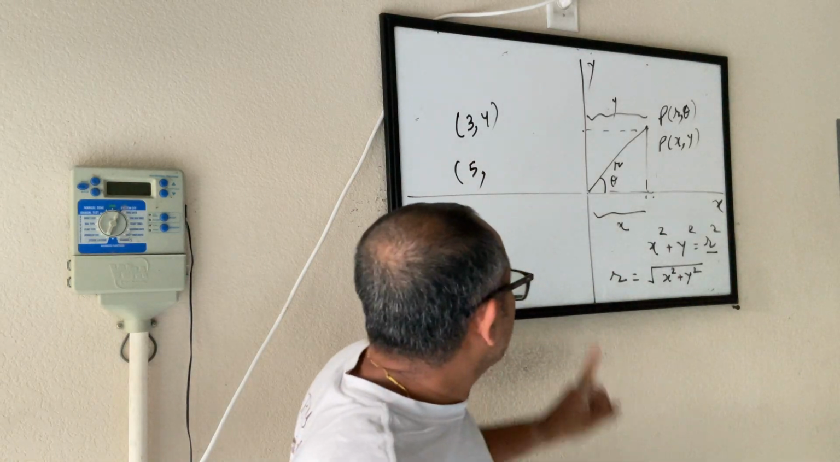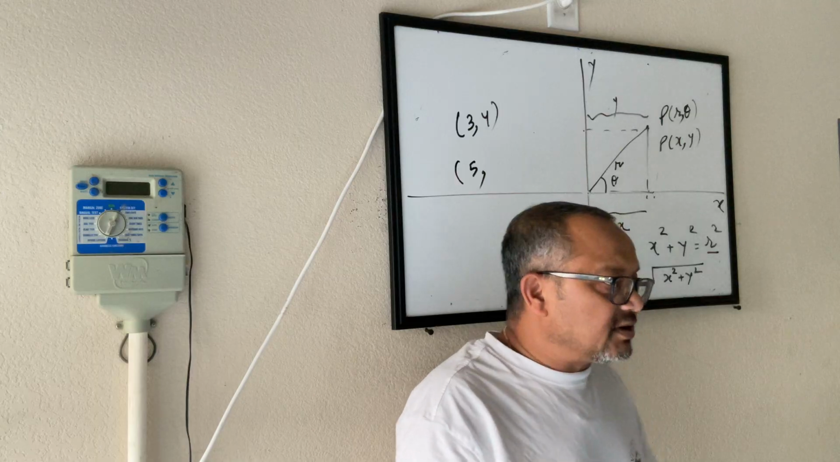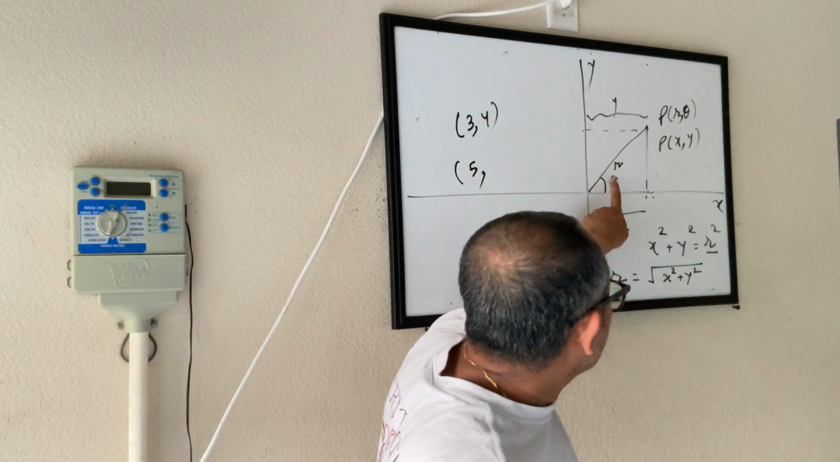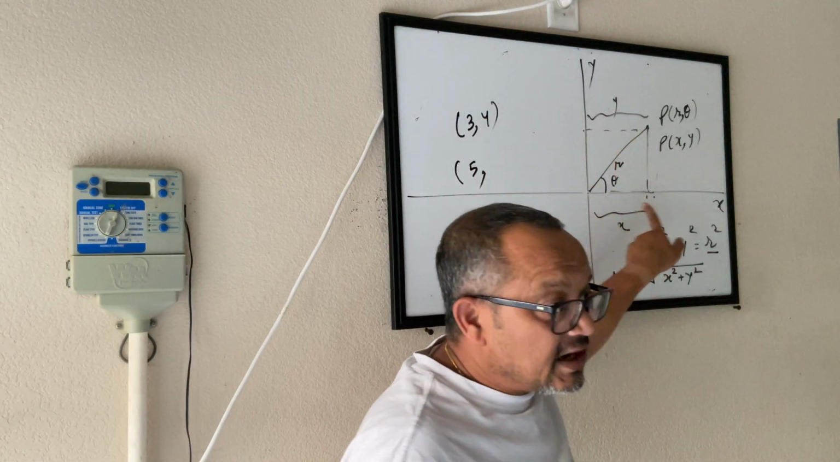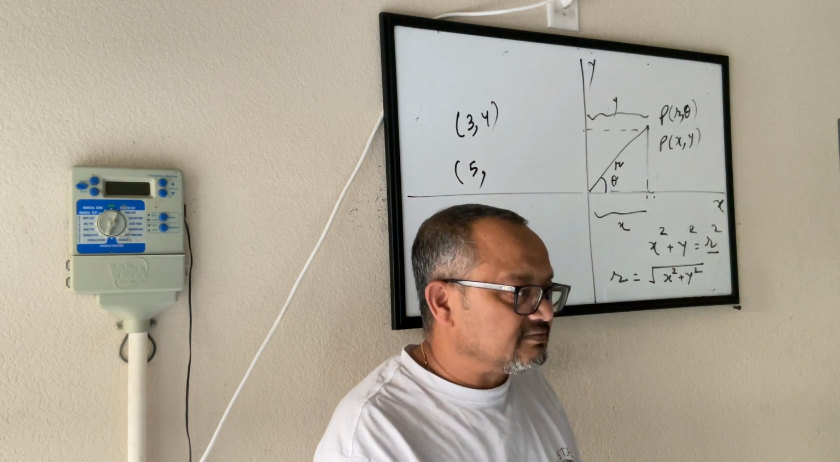Okay. So here we got r. r is fine. How about the theta? Meaning, what is the angle that point makes with the positive x-axis? How do you find that out?